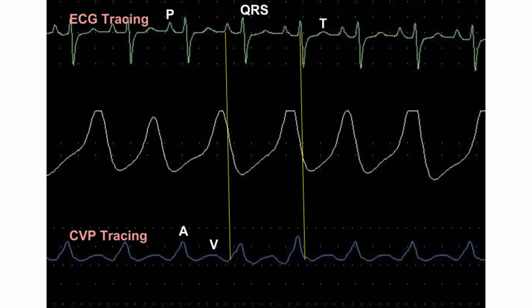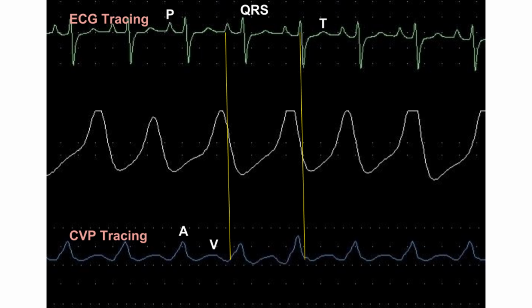A wave is due to atrial contraction. The descent after the A wave is the X descent. The C wave occurs on this descent during contraction of the right ventricle due to bulging up of the tricuspid valve. C wave is not well seen here. The descent after C wave is known as the X prime descent.